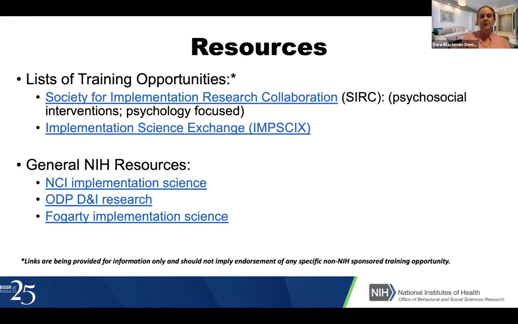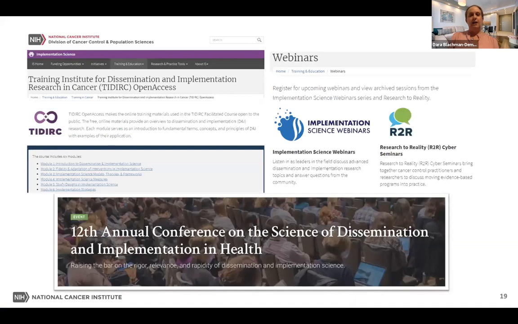And I will close with just, again, I think these slides will be made available, but a couple of general resources from NIH, as well as some widely available lists that sort of catalog the range of training opportunities in D&I science. And this is just a snapshot here of the NCI Implementation Science website, which I would encourage you to check out if you have not already. It has a wealth of useful information there.